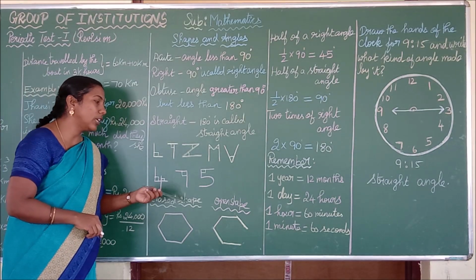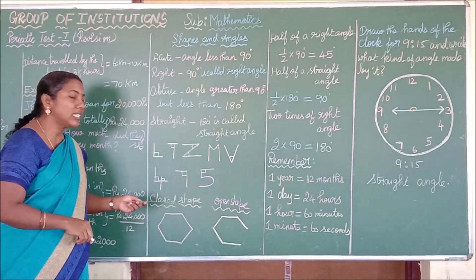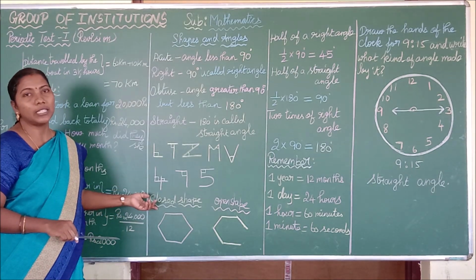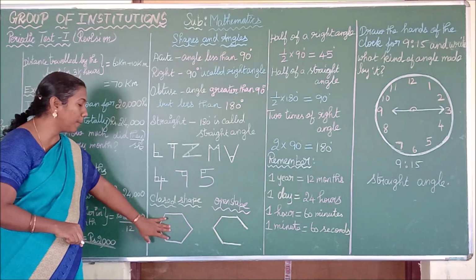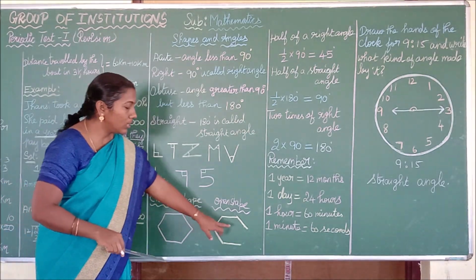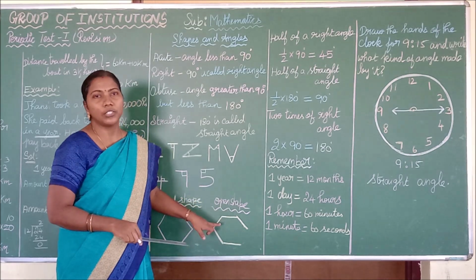Next we are going to see the concept of closed shape and open shape. What is meant by closed shape? If all the sides of the shape are joined, then we can call the shape a closed shape. See this shape, all the sides are joined together. See this one, a side is missing. So this type of shape is called an open shape.